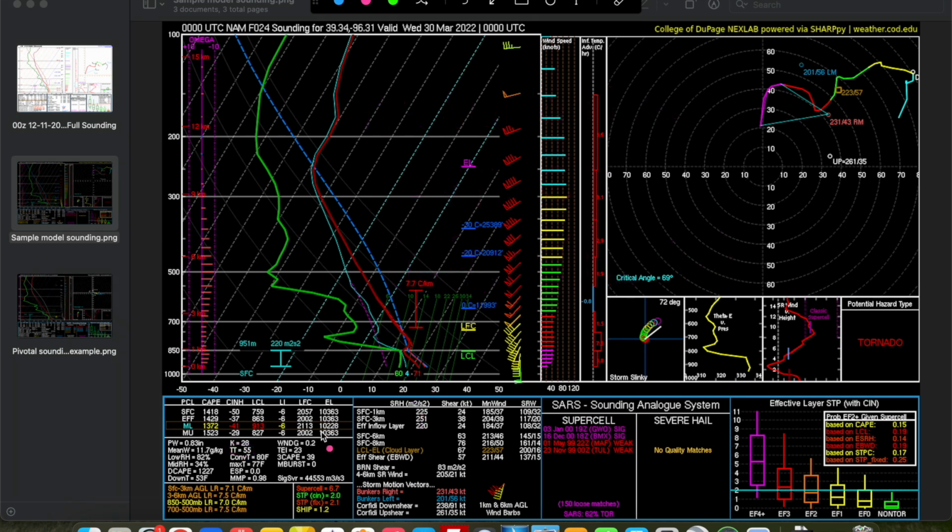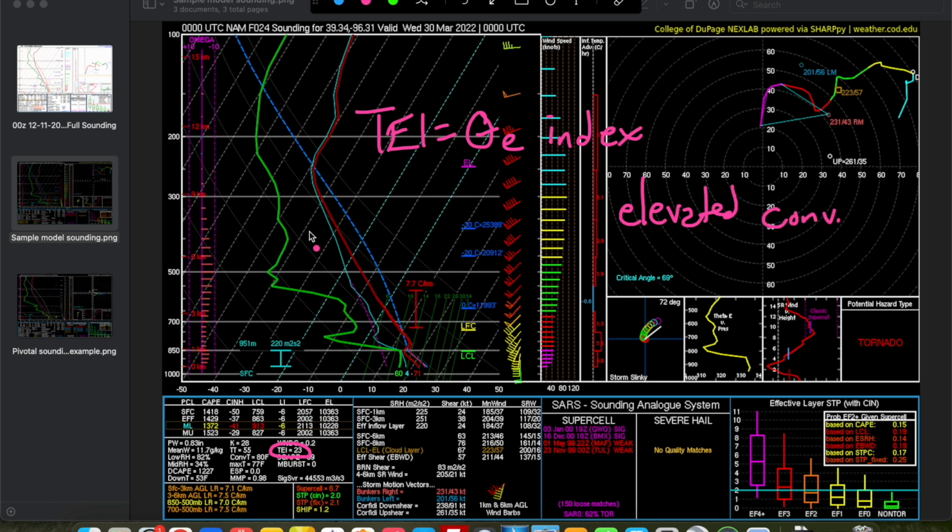The next one here is this TEI value right here. TEI stands for Theta-e index. What the Theta-e index gives us is a diagnostic variable for the chances for elevated convection. So it's not super important in the grand scheme of things when making a severe weather forecast. Never used it one time in making a forecast.